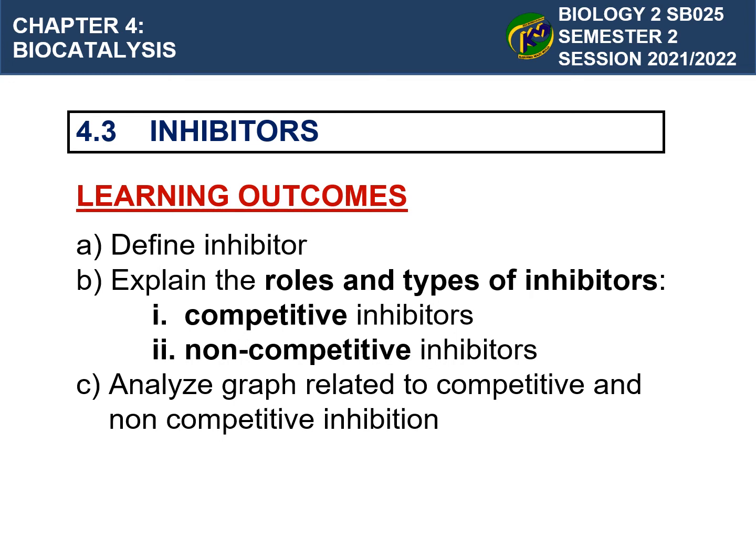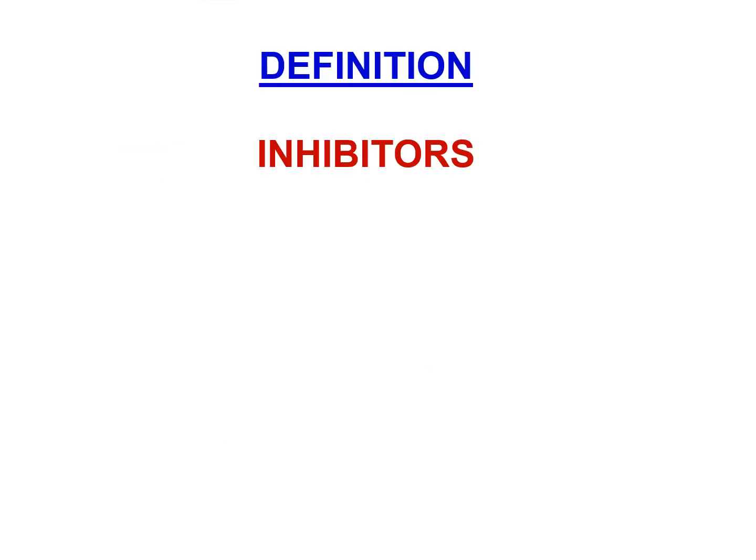Hi, this video will explain about inhibitors. The learning outcomes are first to define inhibitor, then explain the roles and types of inhibitors, which involve competitive inhibitors and non-competitive inhibitors. Then analyze graphs related to competitive and non-competitive inhibition.